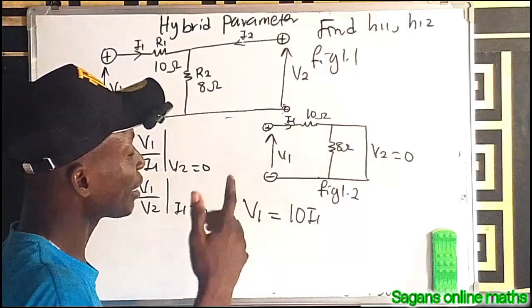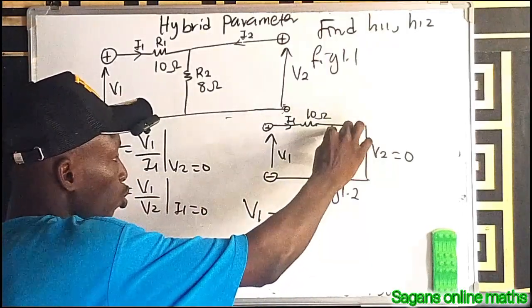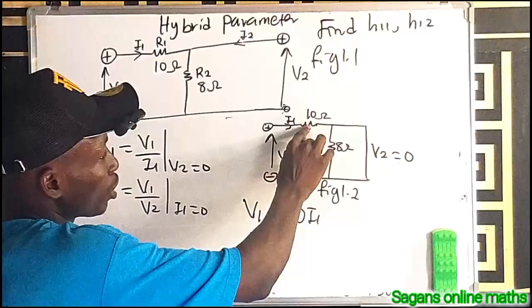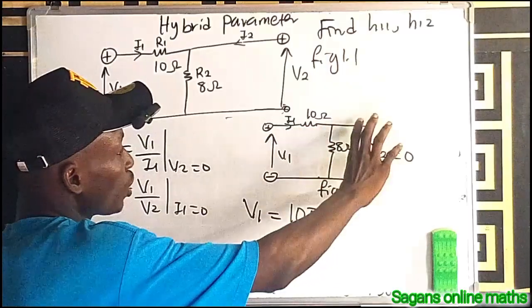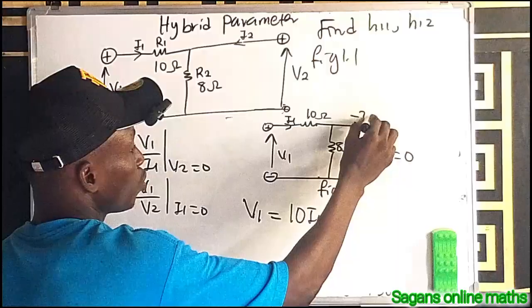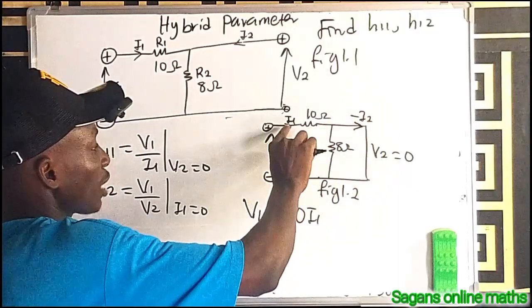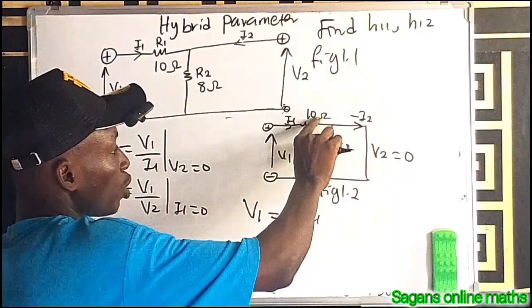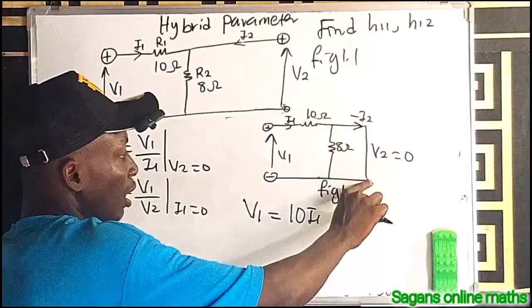But imagine that there was no resistor here. It will only flow through this. But since there's only one resistor here, all the current that is going in this direction is minus I2. Now this I1 will flow through this 10 ohms and go to ground. It will not flow through here.